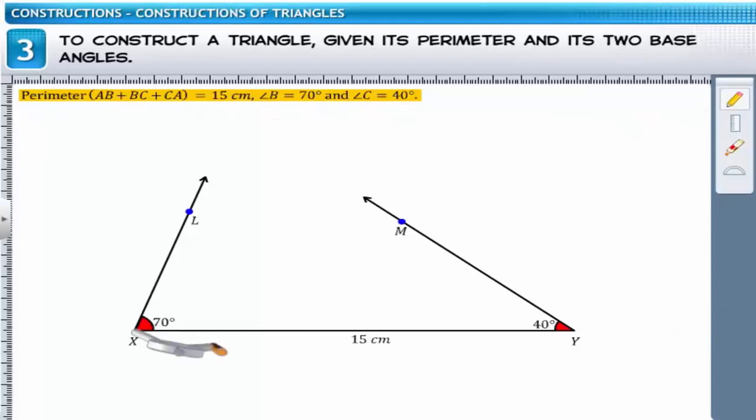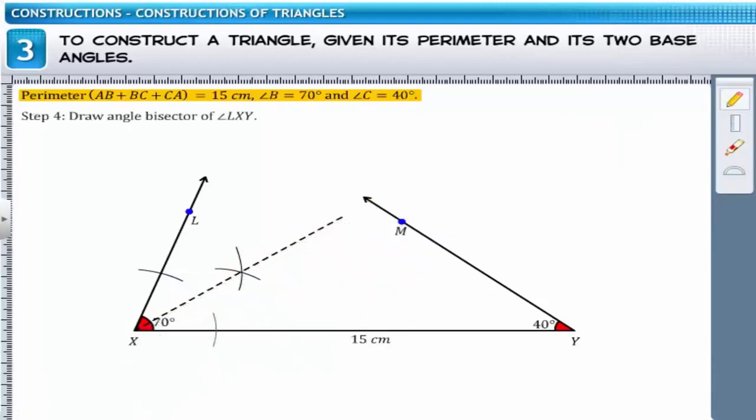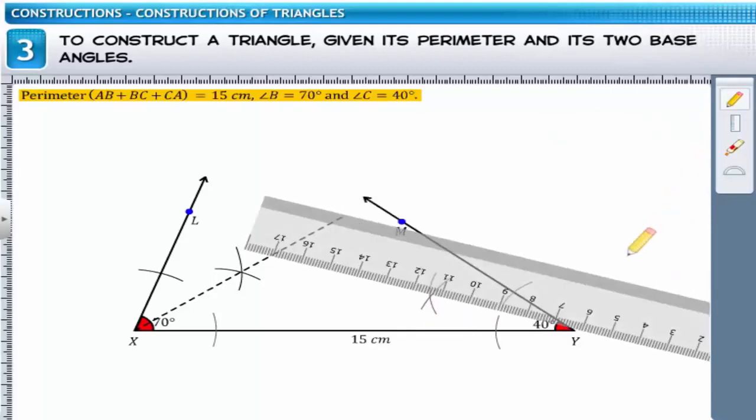Now, draw the angle bisector of angle LXY. Similarly, we'll draw the angle bisector of angle MYX at Y such that it meets the angle bisector of the angle LXY at point A.